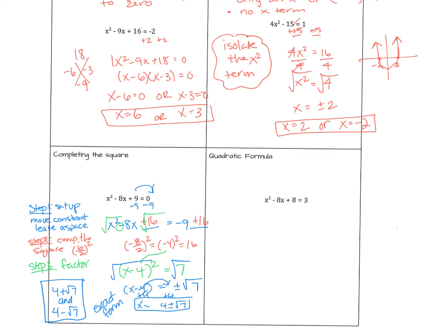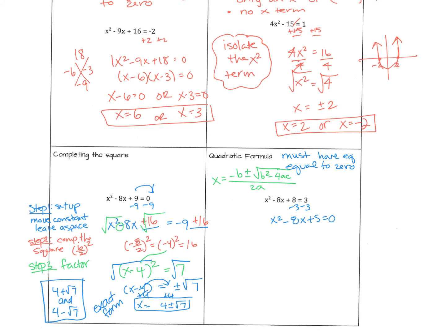So the fourth and final method that we're going to be reviewing this year is the quadratic formula. When I do the quadratic formula, I also must have my equation equal to 0 before I begin. So in this equation, I would subtract 3 from both sides and get x squared minus 8x plus 5 equals 0. Now, to do the quadratic formula, you might remember that it's x equals -b plus or minus the square root of b squared minus 4ac all over 2a.